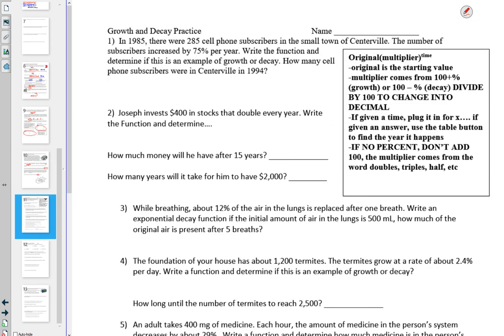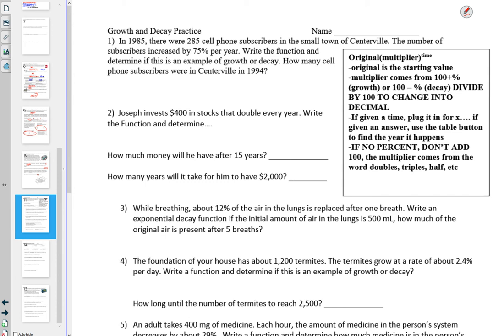More practice. In 1985, let's do cell phones. You don't like cell phones? No, you love cell phones. In 1985, there were 285 cell phone subscribers in the small town of Centerville. The number of subscribers increased by 75% per year. Write a function and determine if this example is a growth or decay, and then how many cell phone subscribers were there in 1994.